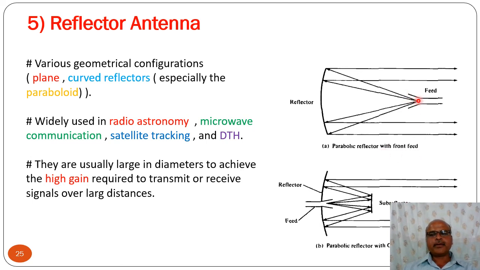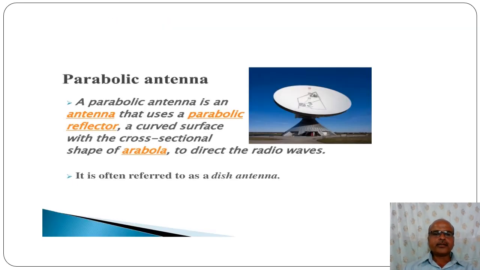Parabolic reflector with front feed. So this is a feed mechanism for the parabolic reflector, and this is also a parabolic reflector with a conical feed, as shown in this figure. As previously mentioned, a parabolic antenna is an antenna that uses a parabolic reflector, a curved surface with the cross-sectional shape of a parabola, to direct the radio waves. So this is a parabolic structure. It is often referred to as a dish antenna.